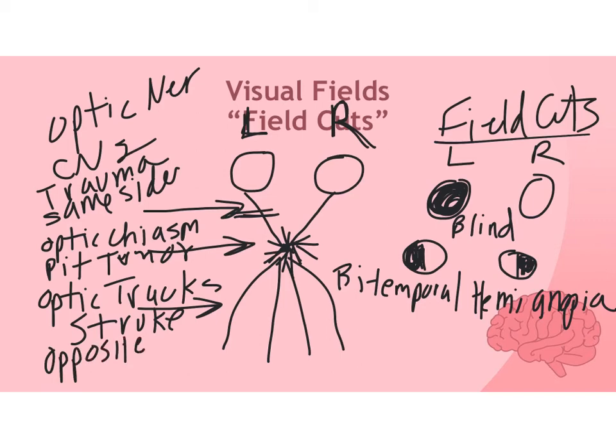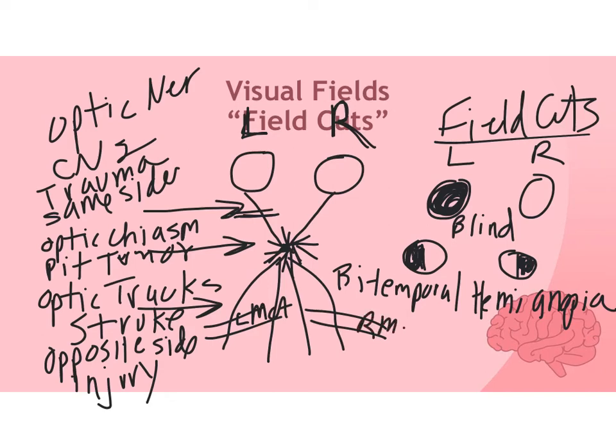It's opposite side injury. Opposite side injury. Now, the hot artery that plays into this is your middle cerebral artery. So I'm going to put an MCA here, and I'm going to put an MCA on the right. So this is your left MCA. This is your right MCA.